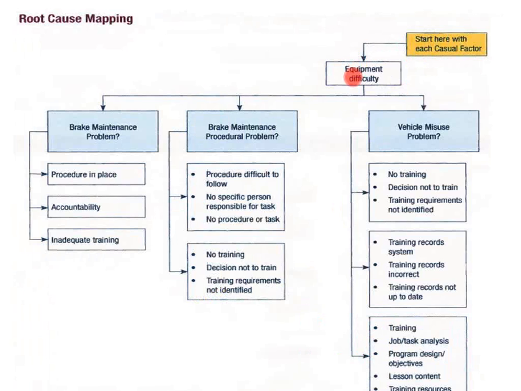So here's the first one, equipment difficulty. And you do this for each one of the various issues. So could it be that the brakes didn't catch, so to speak? Is that a brake maintenance problem? And then you start going, okay, were there procedures in place? Accountability, inadequate training. If we find out they did have procedures, were the procedures faulty? Maybe we had a new person doing it or something like that. Who's supposed to be doing that? Or there's no training as part of that process.